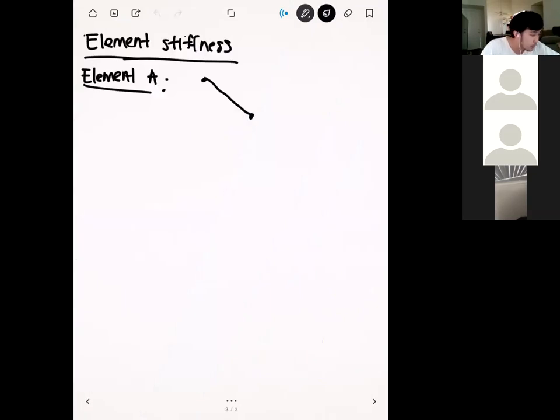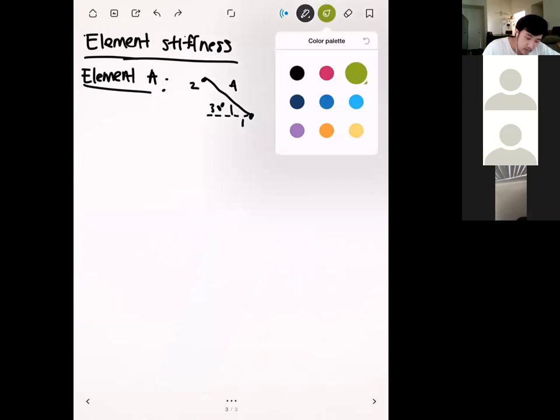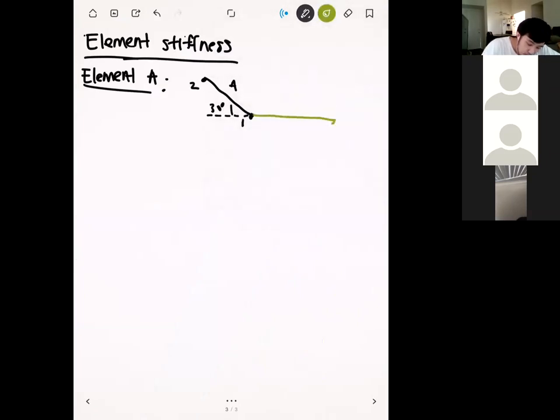Right? So even though our element A looks like this, right? We have node 1 and node 2, right? And we know that this angle right here is 30 degrees. Okay. If we actually compare the angle with the positive x-axis, so the positive x-axis is like this. I'll actually draw in a different color. Right? So if we draw the positive x-axis like that, then our angle is actually going to be this guy right here. Okay, so this is actually going to be 150 degrees.